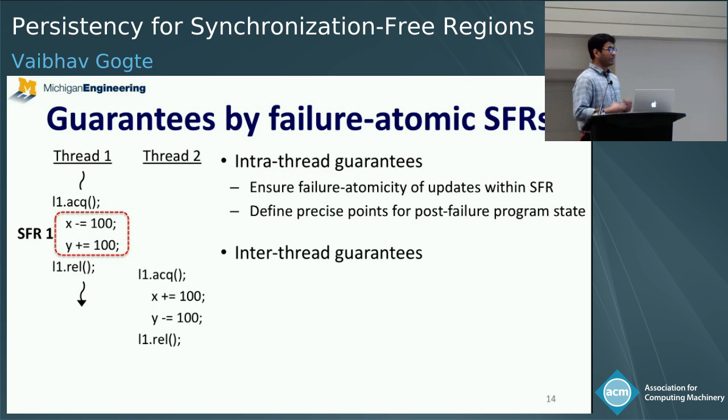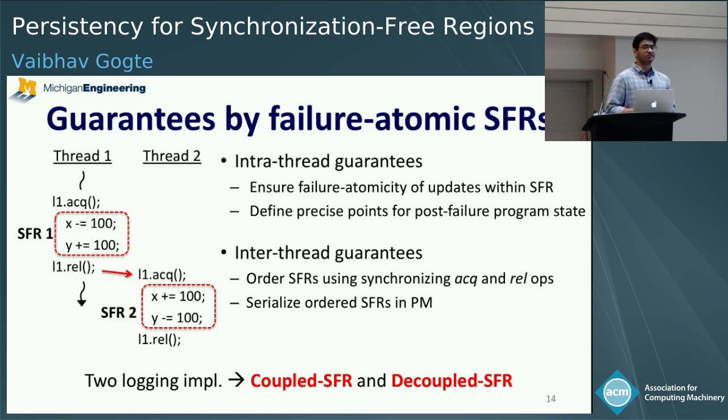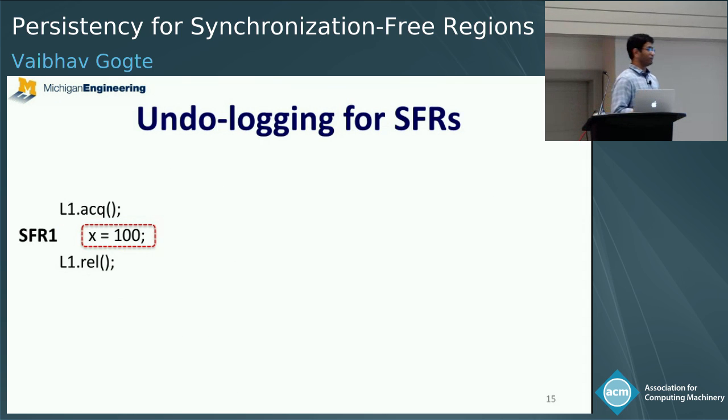Across the threads, we enable orderings using synchronizing acquire and release operations. Consider a similar code on thread 2, but the acquire on thread 2 synchronizes with the release operation on thread 1. Using this ordering, we ensure that all the updates within SFR 1 are ordered before updates within SFR 2. In other words, we serialize these SFRs all the way up to the persistent memory. We build our persistency model in our two implementations, coupled SFR and decoupled SFR. But before I go into the specifics of each of these implementations, let me show you how we ensure failure atomicity for updates within the SFR.